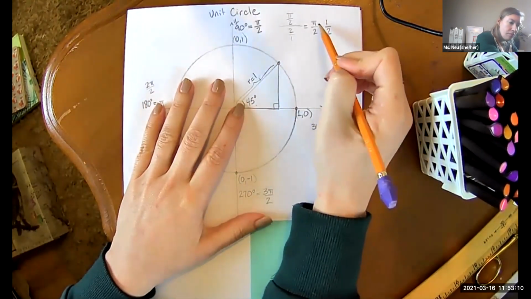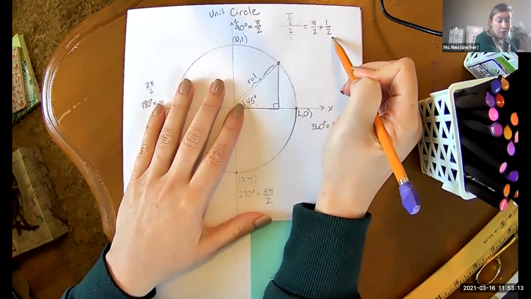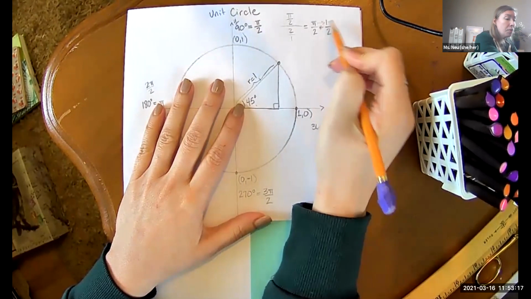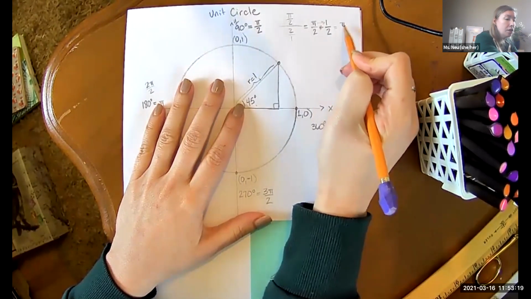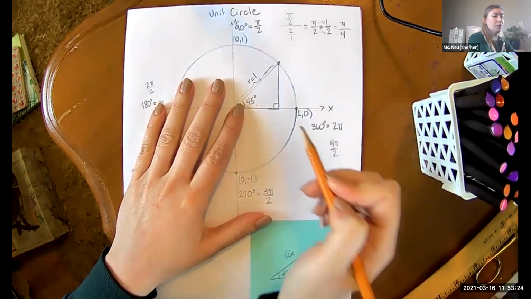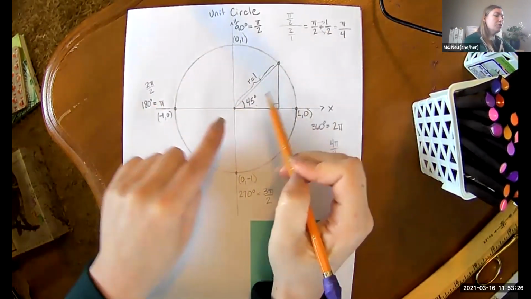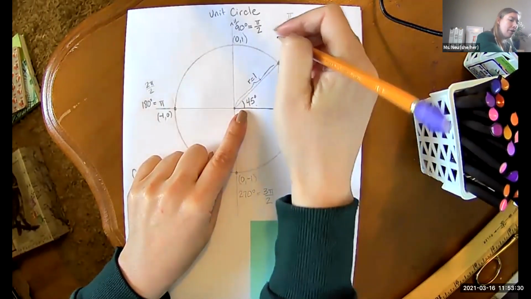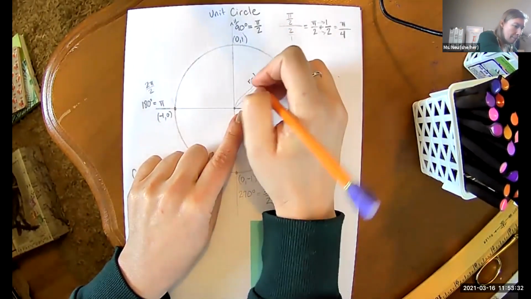So now that I've turned it into a multiplying of fractions, I can multiply fractions all day long. I am so good at multiplying fractions. Watch this. Oh my gosh. Boom, multiply fractions all day long. So this 45 degrees, that is actually pi over 4, which is amazing.